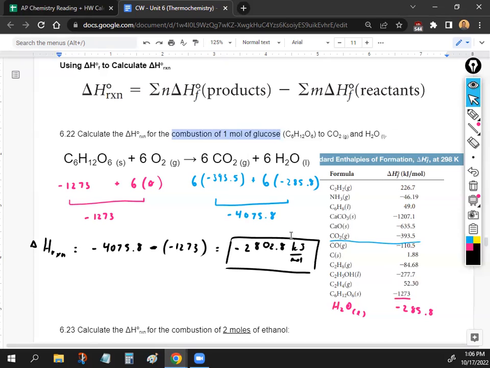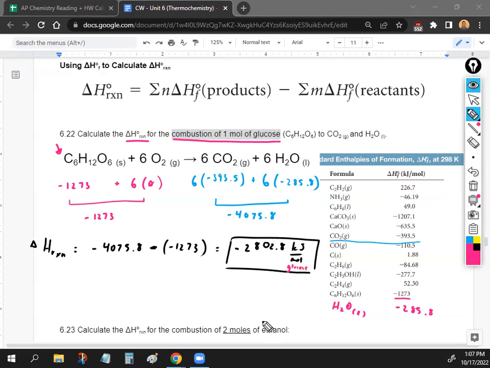You still seem confused. If we just look at what the problem is asking us to find, it's asking for the delta H of the reaction for the combustion of 1 mole of glucose, right? So we're finding the enthalpy change when we combust this. That's what the question is asking for. If you wanted to be more specific, it'd be kilojoules per mole of glucose.